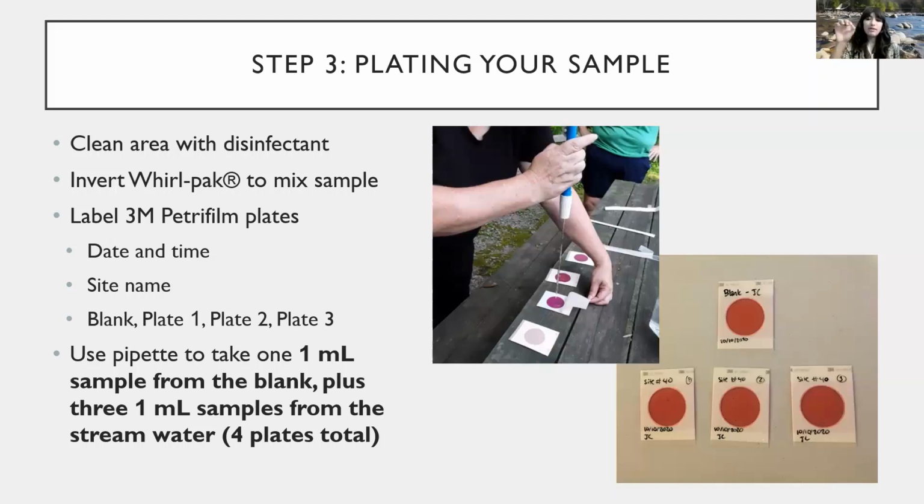And you also just want to make a note if it's the blank, or if it's plate number 1, 2, or 3 of this site. So you're going to take the pipette to draw out 1 milliliter sample, and then you're going to just pipette it onto the plates. During the in-person field portion, you actually have hands-on practice to do this, because you just want to make sure that you're pipetting it nicely into the middle of the medium.